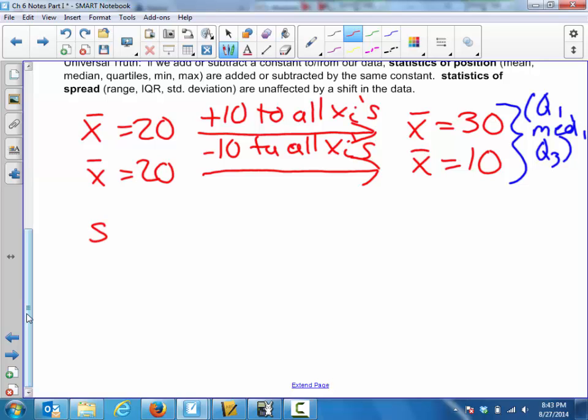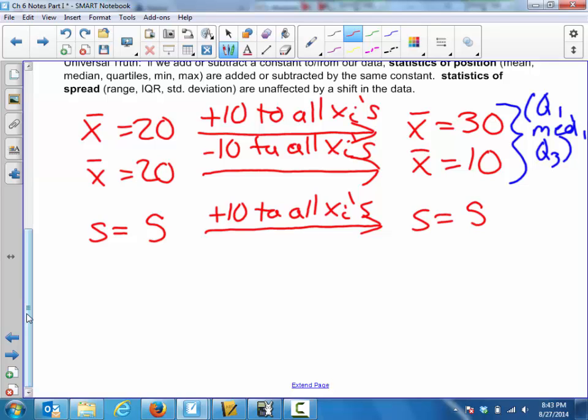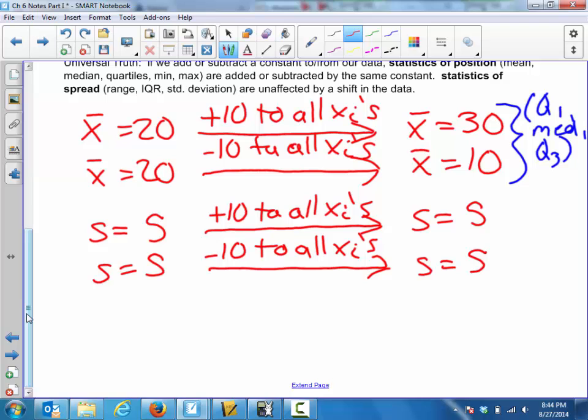Okay, on the other hand, let's say that S, standing for sample standard deviation, is 5, and I continue to, just like I did in the very first row, add 10 to all x sub i's. Then S would be unchanged. The distance that everything is from the mean as a measure of center would not be affected. And similarly, if your sample standard deviation is 5 and you subtract 10 from all x sub i's, then your sample standard deviation again would not change.